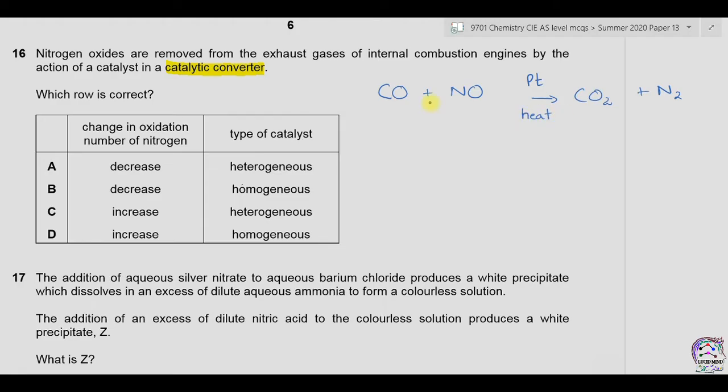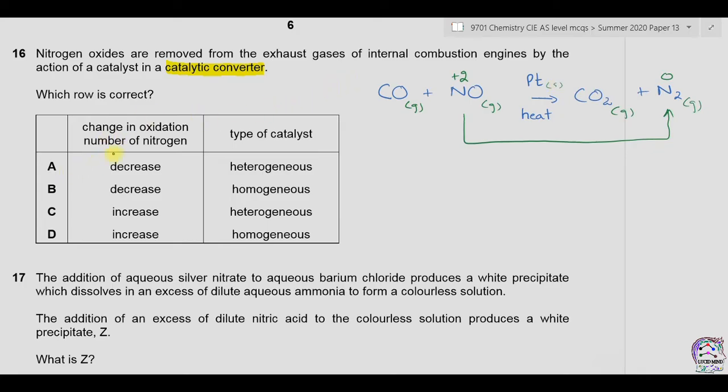Now let's find out the oxidation states of nitrogen. Nitrogen is +2 on the reactant side and 0 on the product side. So nitrogen has actually reduced. Also, carbon monoxide is in gaseous form, nitrogen monoxide is gas, carbon dioxide is gas, nitrogen is gas. But the catalyst is in solid form. Let's find out the answers.